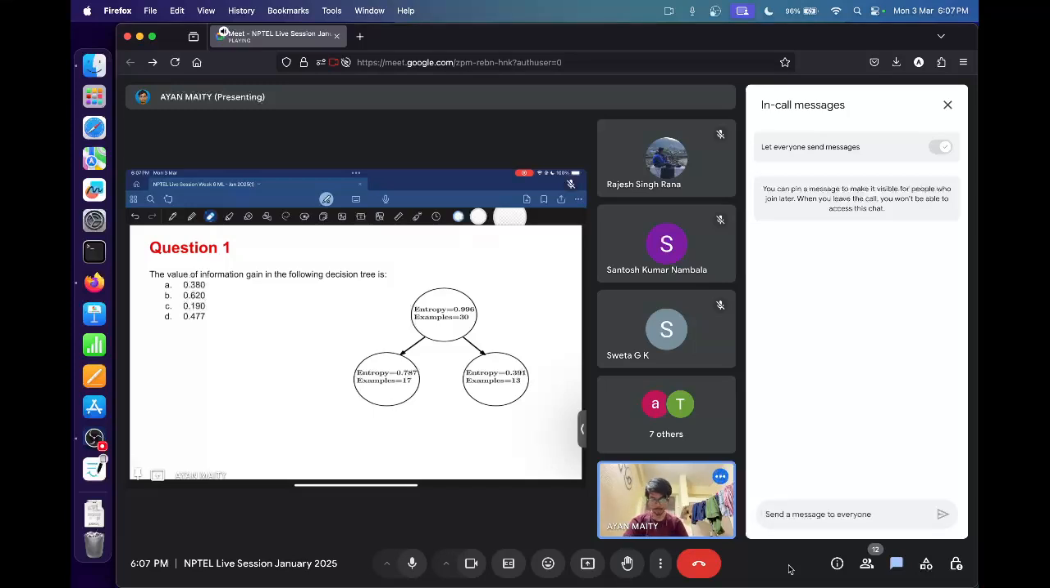So this is the first question. The value of information gain in the following decision tree is, so this is the root node, and this is one branch, this is another branch, and the entropy at the root node is given. The number of data points at the root is given as 30. Similarly, entropy at the left branch and the number of examples coming down to the left branch are given. Similar information is also given in the right branch, entropy and examples. So from this information, you have to find out the information gain for this decision.